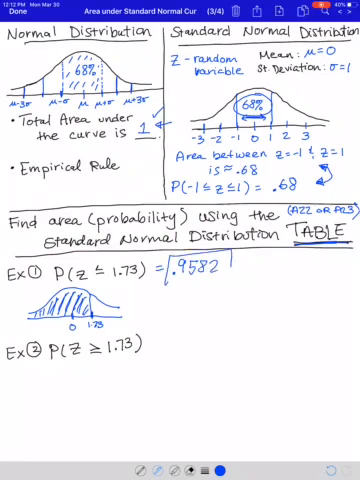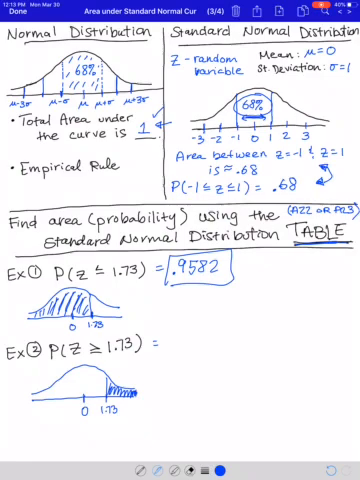There we go. That's our area, i.e. our probability. Similarly, we can find the area to the right of 1.73, which would be the same as finding the probability that z is greater than or equal to 1.73. And so what does this picture look like? Here's 0, here's 1.73, and now we want to find this area to the right.